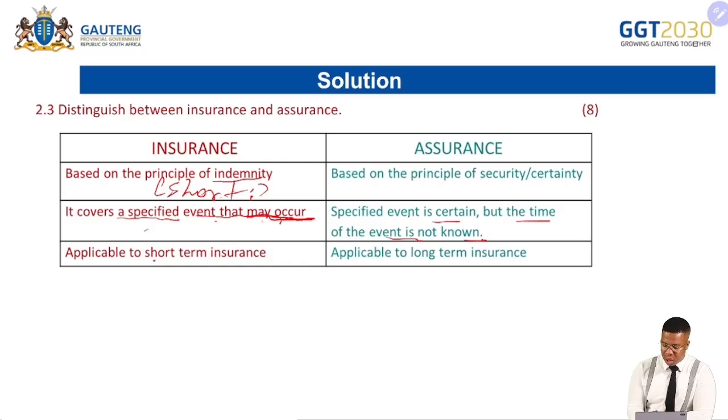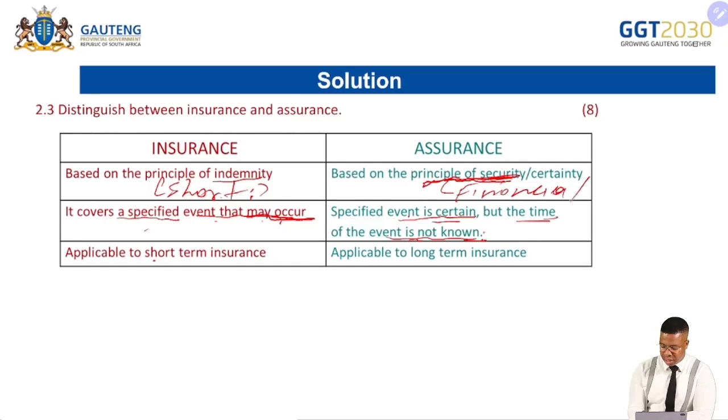But looking into assurance, hence we look into the principle of security, which talks to financial security, to say that a specified event is certain. It's certain that one would get to age 65. It's certain that one day you would pass away, but the time of that event is not known. So that makes it key for a person to take the principle of assurance, because assurance has to do with financial security.